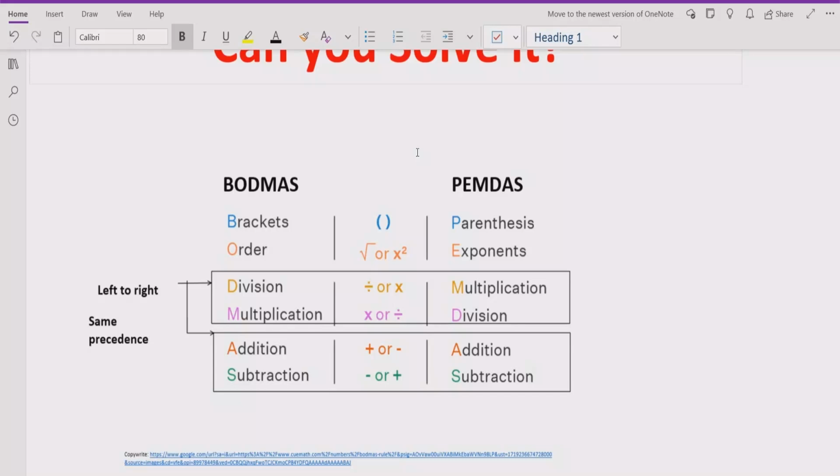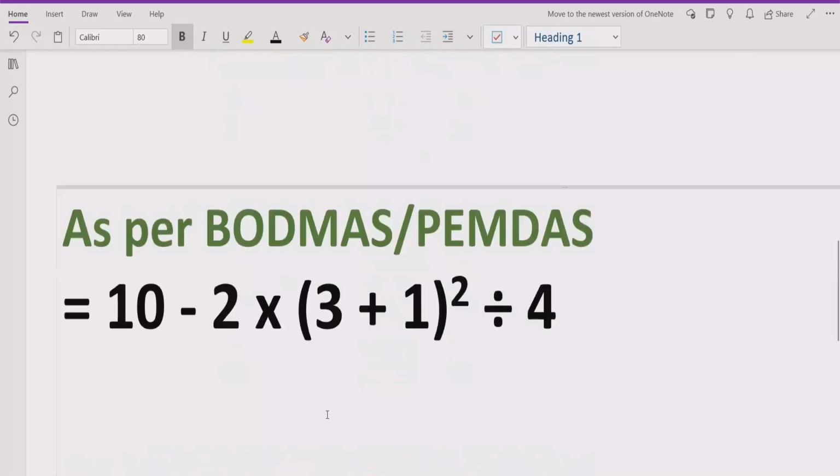Step number 3, you have to solve the division and multiplication, or multiplication and division. So what you have to do is go left to right in your expression and find the division and multiplication. Both have similar precedence, so you can solve whichever is coming first. Similarly, for addition and subtraction, we have the same rule. We can solve addition first if it is coming first, and we can solve subtraction first if it is coming first. Now let's move forward to solve the given expression.